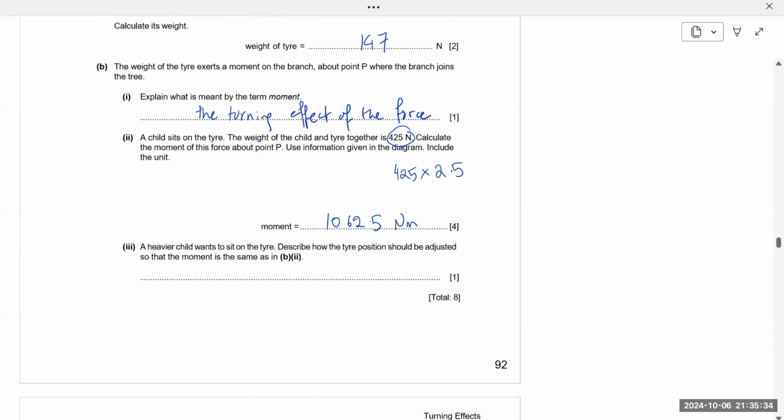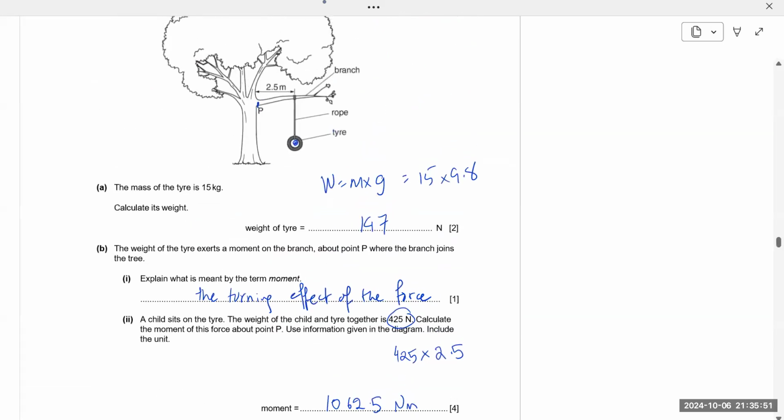A heavier child wants to sit on the tire. Describe how the tire position should be adjusted so that the moment is the same. طيب أنا عندي a heavier child يعني a greater force بس أنا عايزة المومنت يفضل هو هو. طيب إزاي المومنت يبقى هو هو والفورس أكبر؟ يبقى إيه؟ Decrease the distance. صح كده؟ محتاجة decrease the distance.